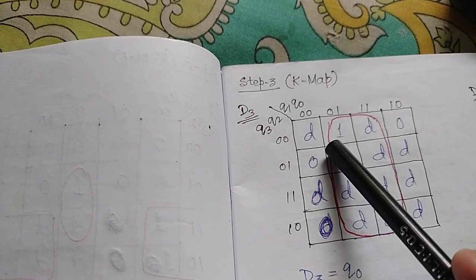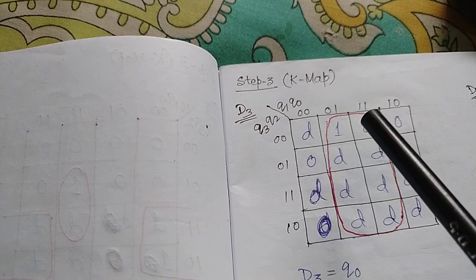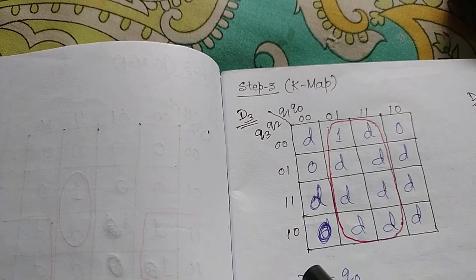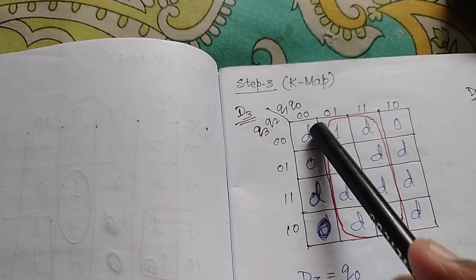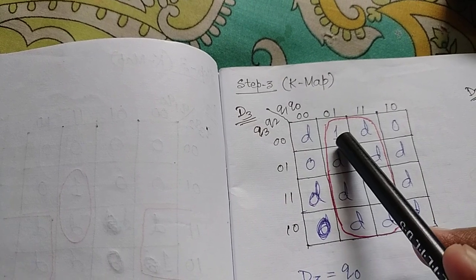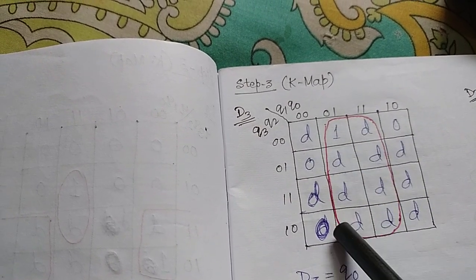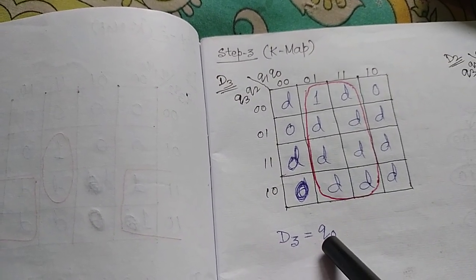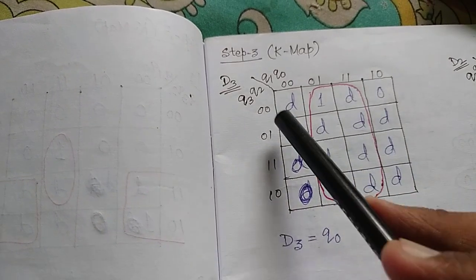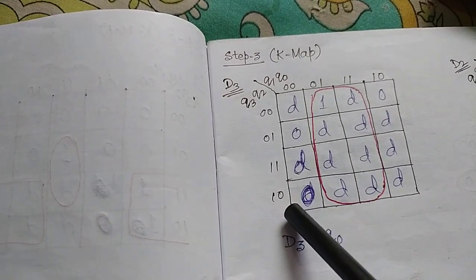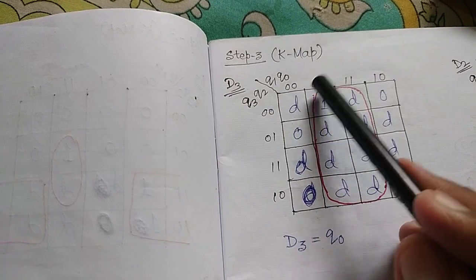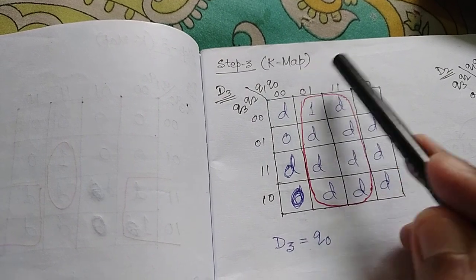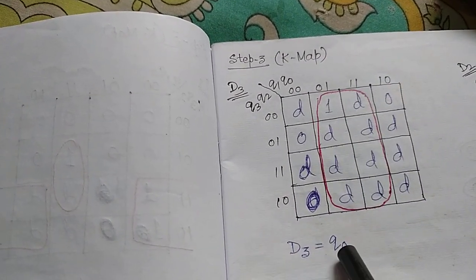boxes. You have to ignore 0 in that pairing, you have to take 1 and the maximum number of combinations of 1 and D present here. So I have chosen these 8 boxes which have only one 1 and 7 D's. From here you have to write down the expression of D3. In the overall pairing you can see Q3 and Q2 are changing, Q1 is also changing from 0 to 1, only Q0 is constant, that is 1 and 1. So D3 is equal to Q0.